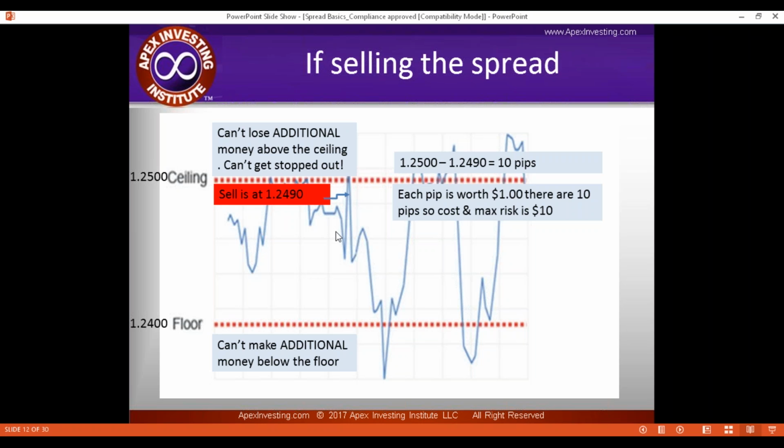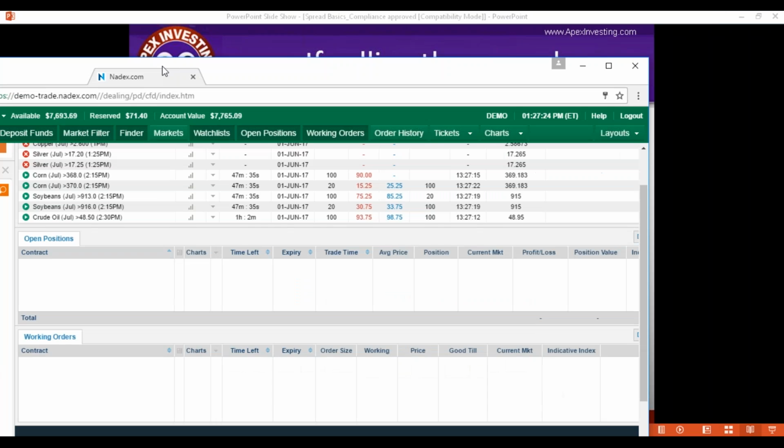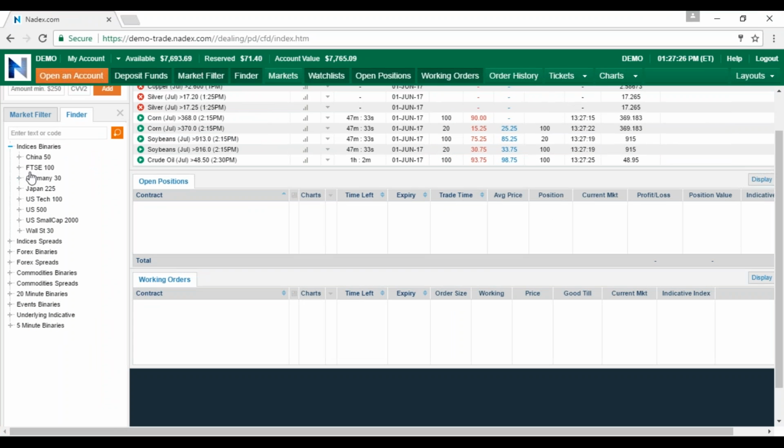Okay, so it's not real difficult to understand how spreads work. When you go on the Nadex platform and you enter a spread trade and you're wondering, how much money do I have to put up for this trade? What's the max amount I can lose on this trade? That's it. It's that simple. That's how it's figured. Okay, in fact, let's pull up the platform real quick here.